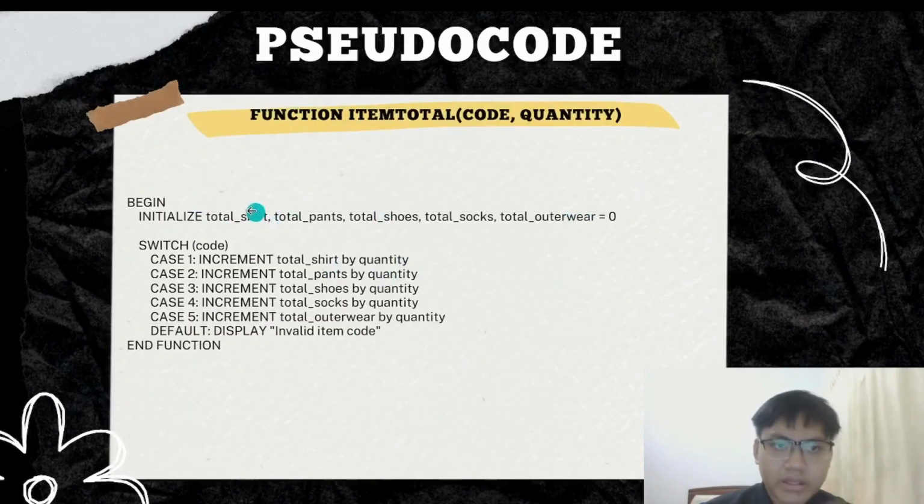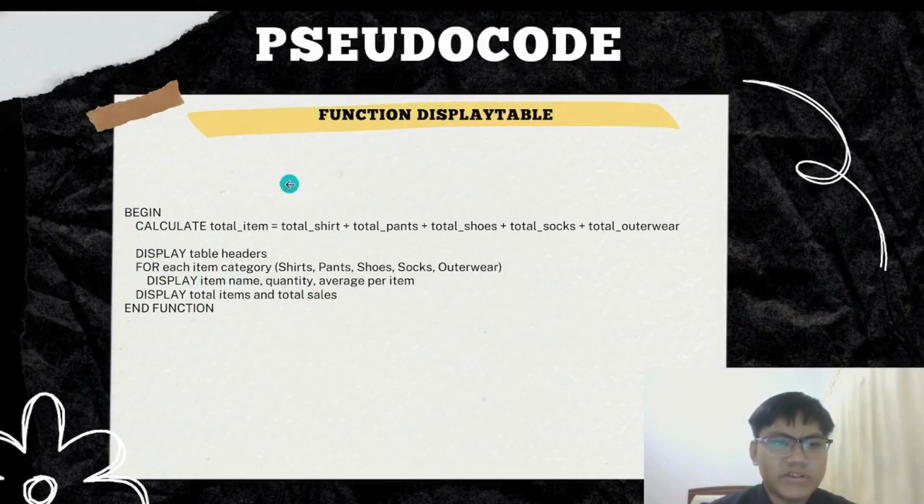Next is the function item total, which starts with initialization and what item total it currently has based on what item they put in. Next is function display table, which starts with calculation. It displays the table based on each of the item categories: the name, quantity, and average, the total item sales, and the total sales of everything.